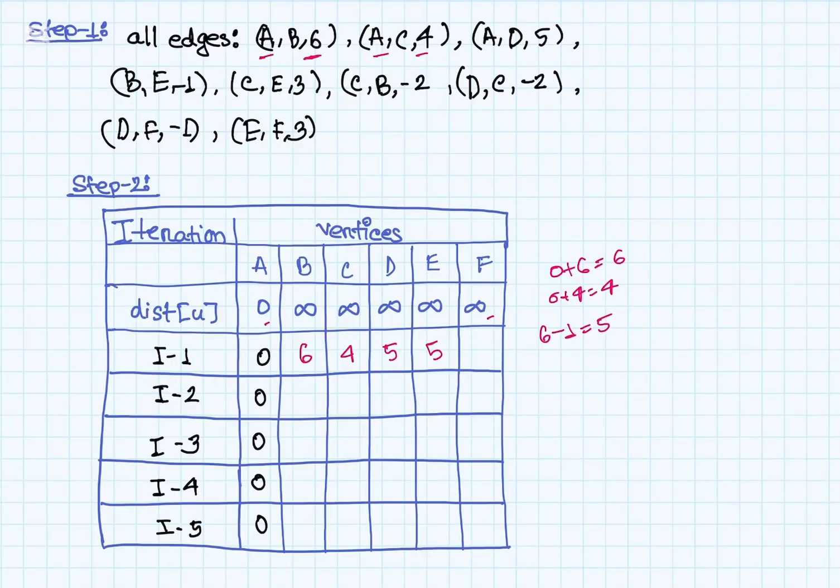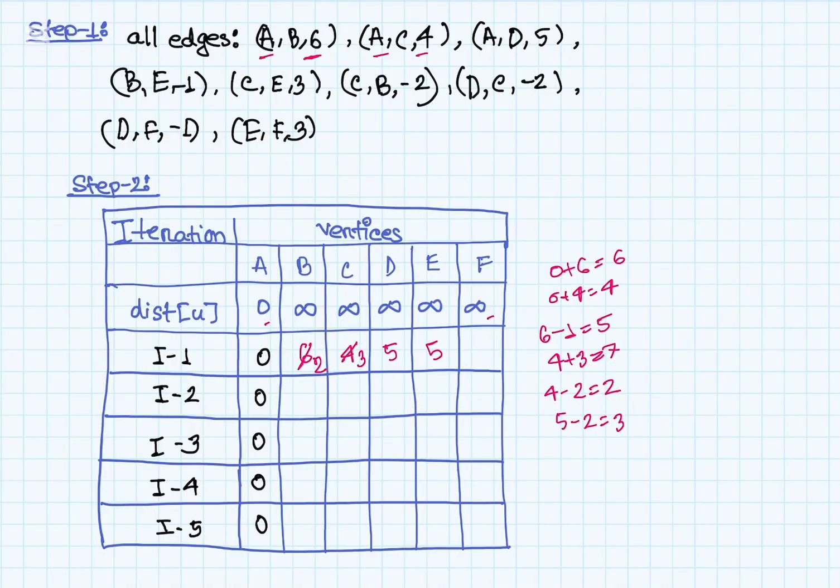And the distance of C to E is 3. 4 plus 3 is equal to 7, which is greater than 5. So we will not be changing the value. C to B is -2. So 4 minus 2 is equal to 2. So we will change the distance of B from 6 to 2. D to C is -2. So 5 minus 2 equals 3. So we'll also change the distance of C from 4 to 3.